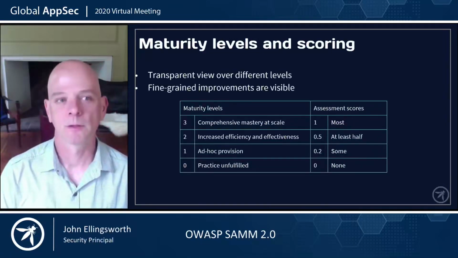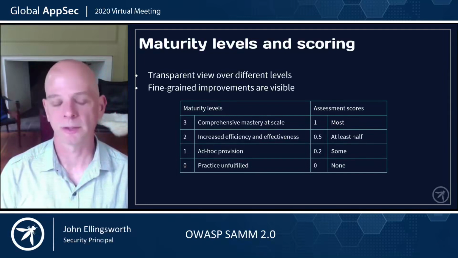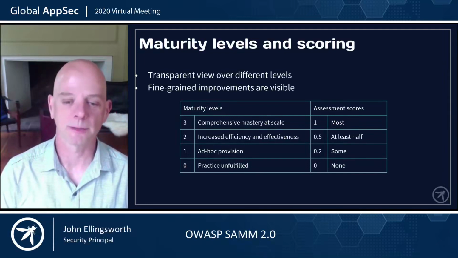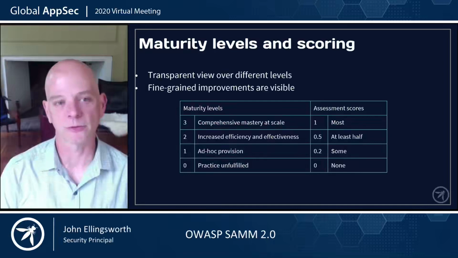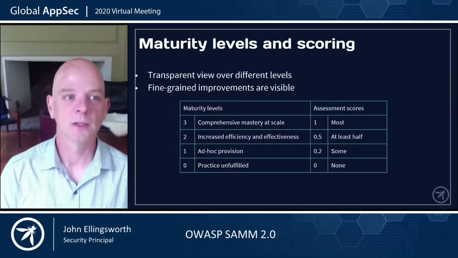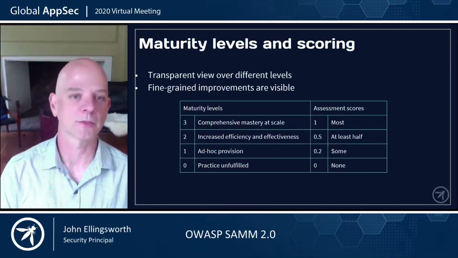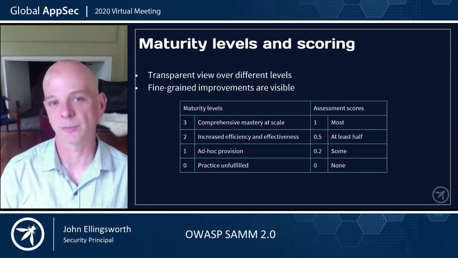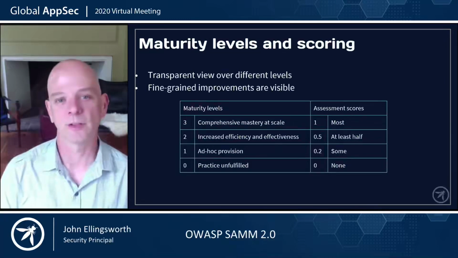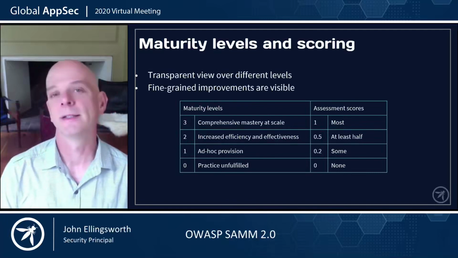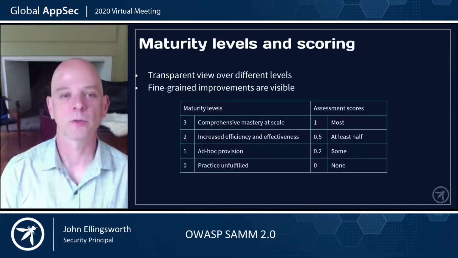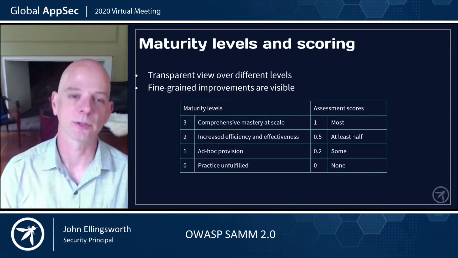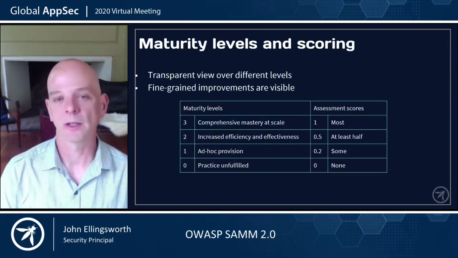Okay, so maturity levels and scoring. In SAMM, the intention of the framework, of course, is to determine the maturity level of the software development practices within your organization and provide transparency over the different levels of maturity within the organization so that you can tailor improvements and activities specific to those maturity levels. It also increases visibility to key stakeholders within your organization.